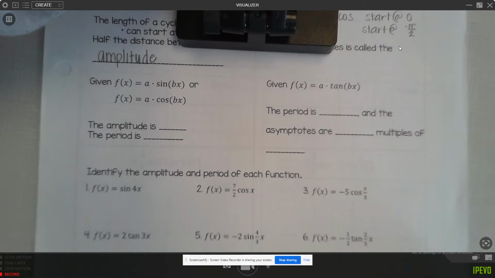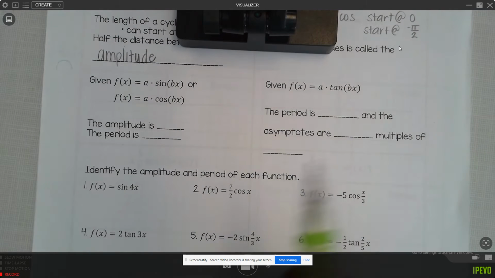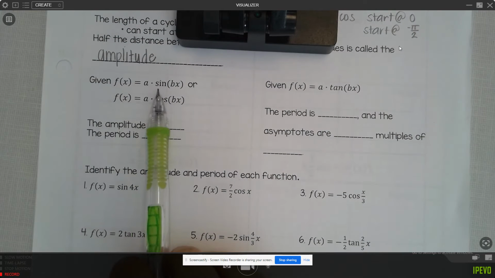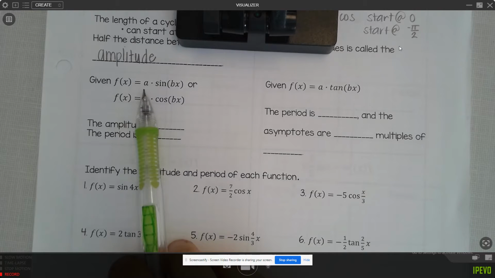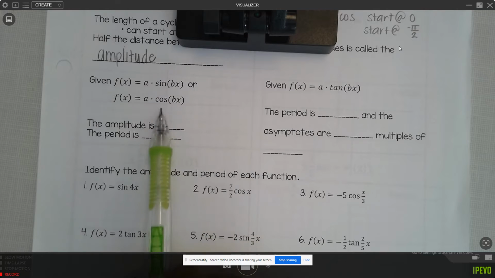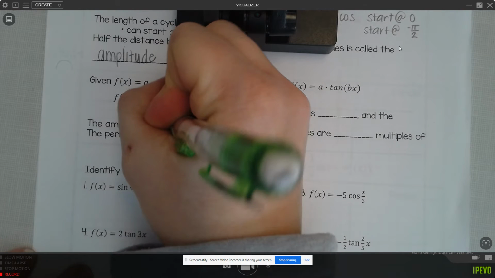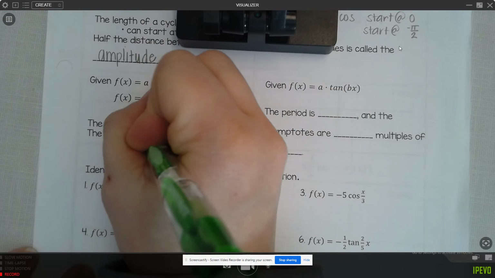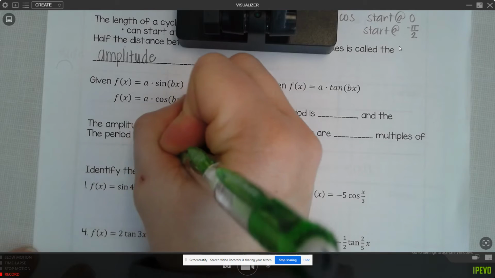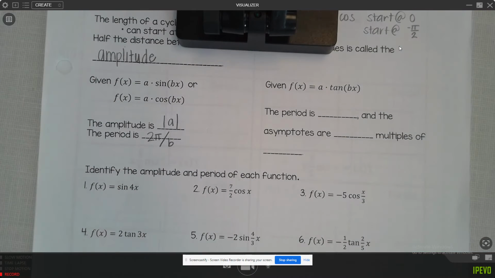And you're going to see that we have some general equations here. So f of x equals a times the sine of bx, or a cosine of bx. A, that's your amplitude, your coefficient in front of your sine or cosine function. B is going to help you find your period. So the amplitude is always going to be the absolute value of a. And your period for a sine or cosine function is going to be 2 pi divided by b. Okay, for sine and cosine.